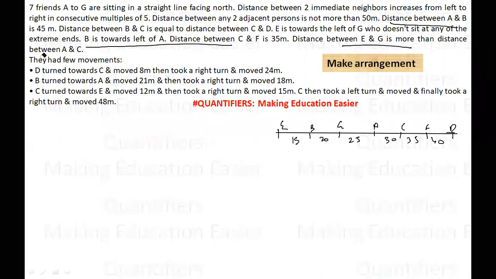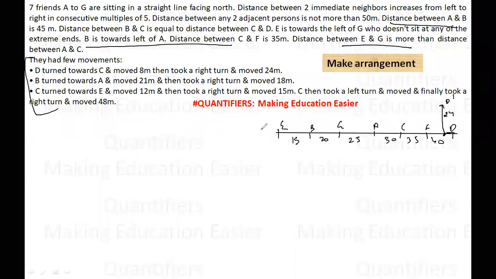Now let's try to move and sort the other movements. They had a few movements. D turned towards C and moved 8 meters. So came somewhere here. Took a right turn and moved 24 meters. So D dash. This is the final position.